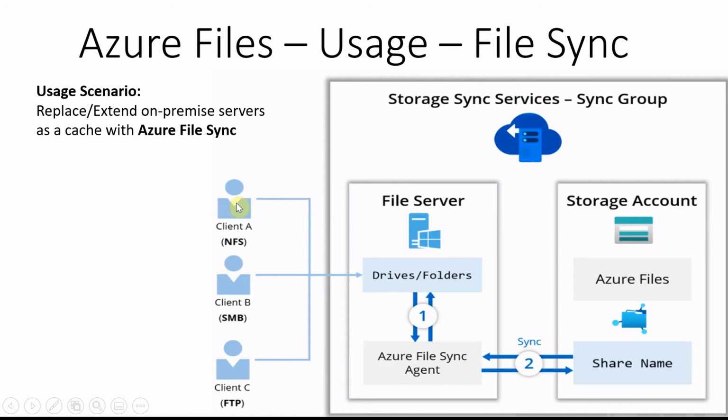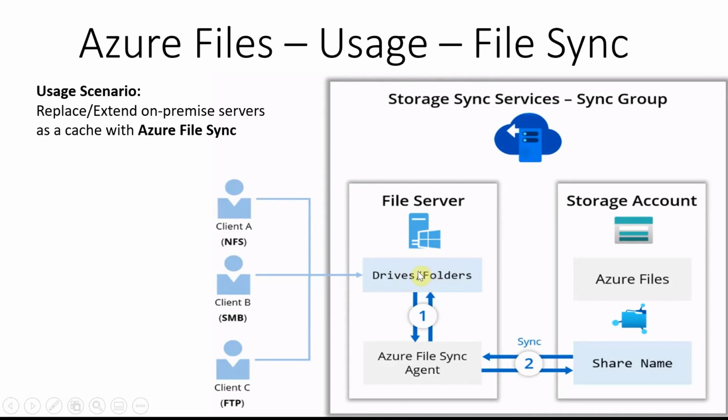Generally you as a client, either you can use an NFS protocol or SMB protocol or FTP server protocol. So in either of these ways, you try to access your file server. So this is your normal Windows file server, Windows machine, and what you do is you install an agent, file sync agent, in this.